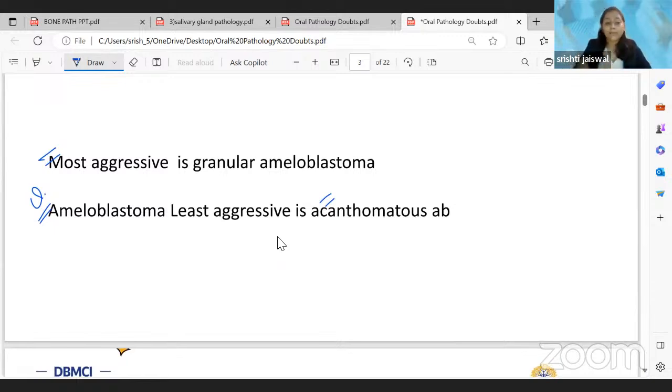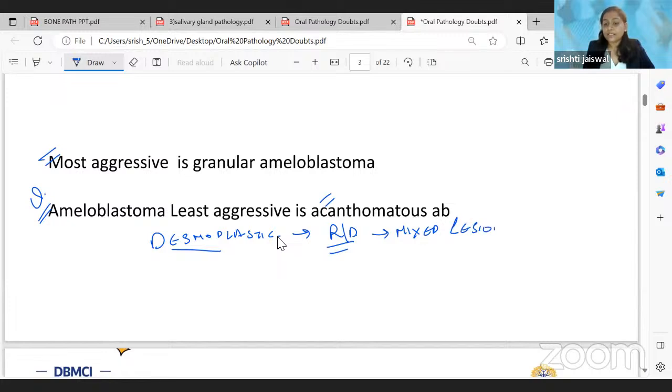Now, there is one very important feature with respect to desmoplastic ameloblastoma: radiographically, it shows a mixed lesion, and on histopath, it gives a kite or bird-shaped appearance.